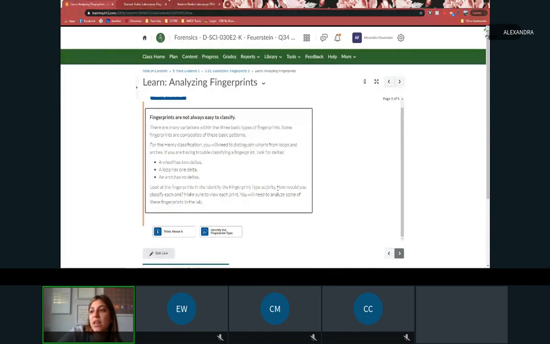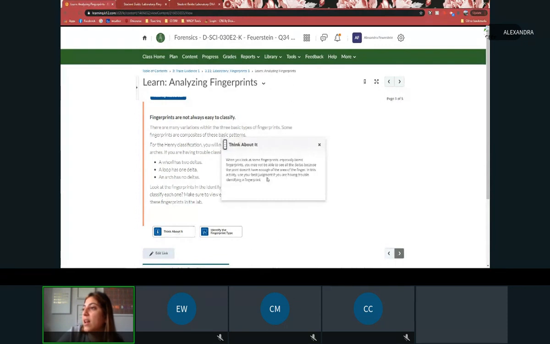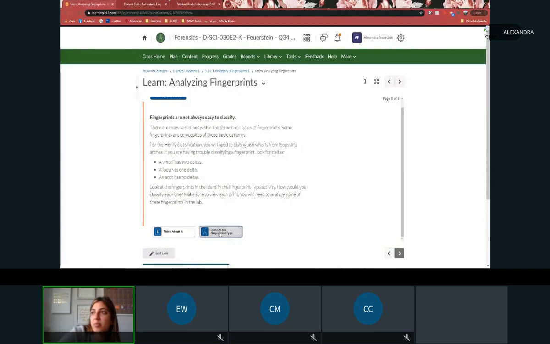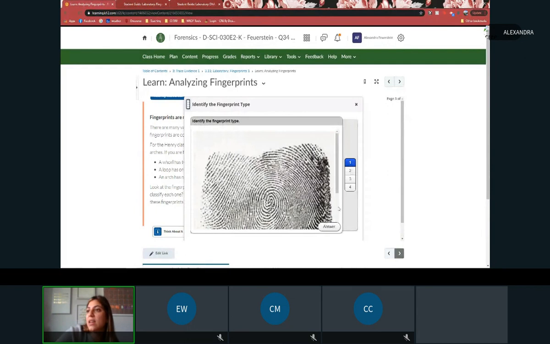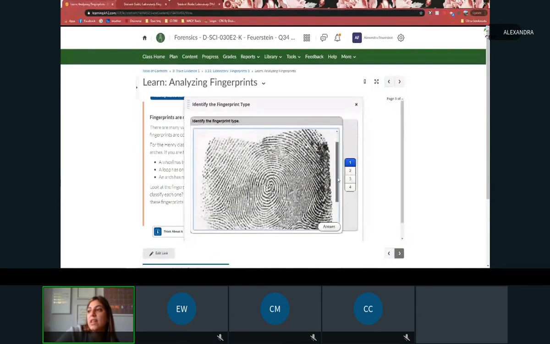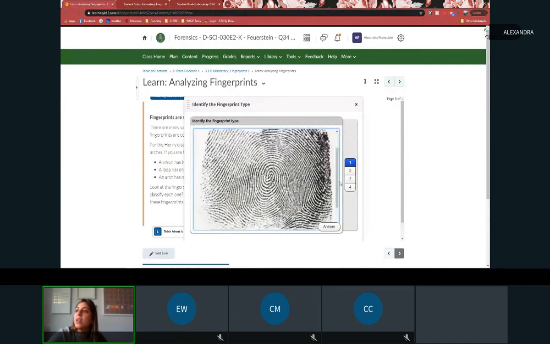How would you classify each one? If we think about it, you may not be able to see all the deltas because the print doesn't have enough area of the finger. And then identify the fingerprint. So those are some practices that they've included for you. So taking a look at this, what would you say this is? Is this a whorl? Is this a loop? Or is this an arch?